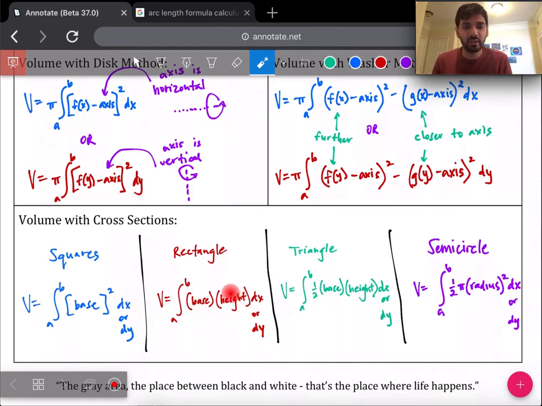Rectangle is base times height, triangle is 1/2 base times height, and then semicircle is pi r squared divided by 2. And they could be in terms of dx or dy, once again depending on the orientation of the graphs, as I mentioned earlier. But I'm also going to try to do one video for each of these examples so you can see free response problems and how they're worked.